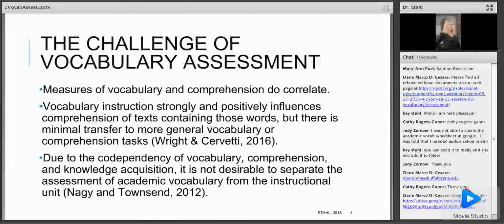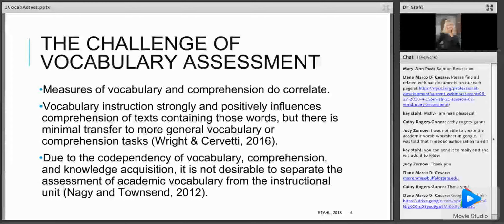However, the good news is that if we're teaching a unit and we do attend to explicitly teaching the vocabulary in that unit, it does increase the comprehension, it does increase knowledge acquisition. And so that's particularly where we want to focus our energies, on those words that are in the text that we're reading or in the units that we're teaching. Due to the codependency of vocabulary, comprehension, and knowledge acquisition, it is not desirable to separate the assessment of academic vocabulary from the instructional unit.